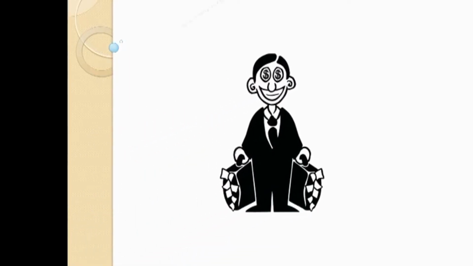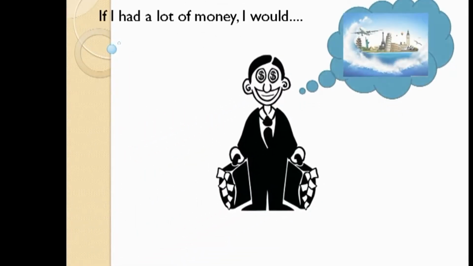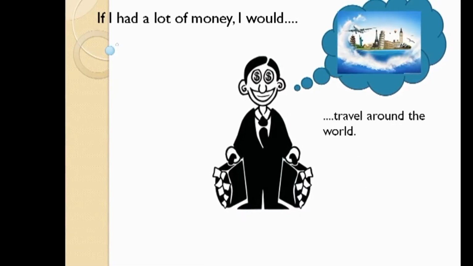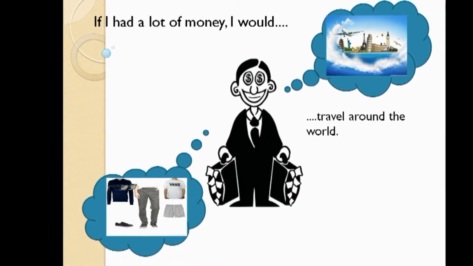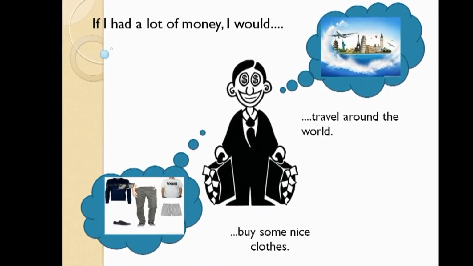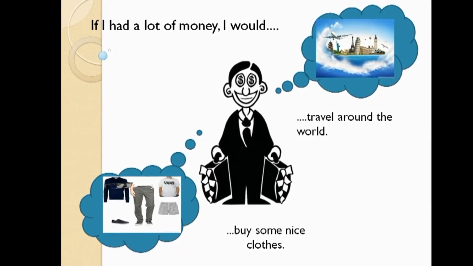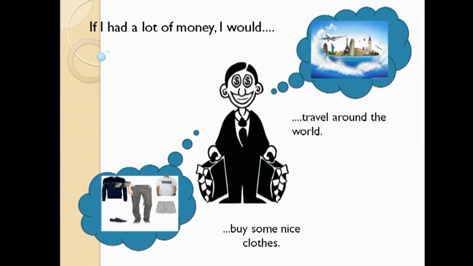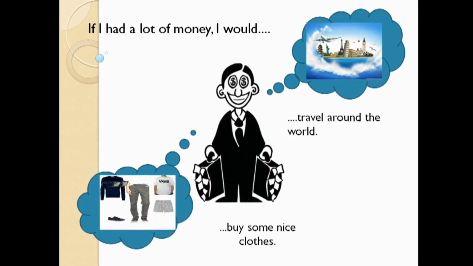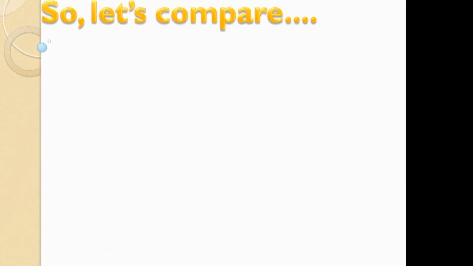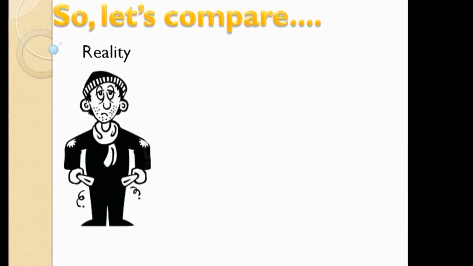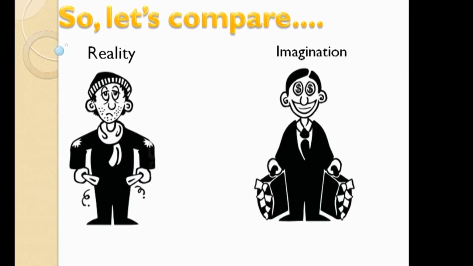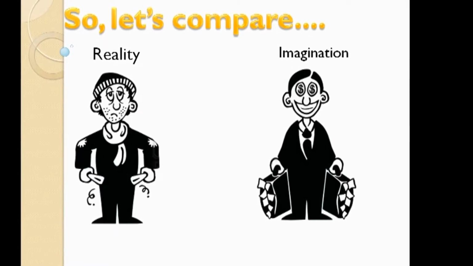If I had a lot of money, I would travel around the world. Or if I had a lot of money, I would buy some nice clothes. So this is what John usually daydreams, fantasizes about. So let's compare. In reality, not much going on for our friend John. But in his imagination, it's quite different.